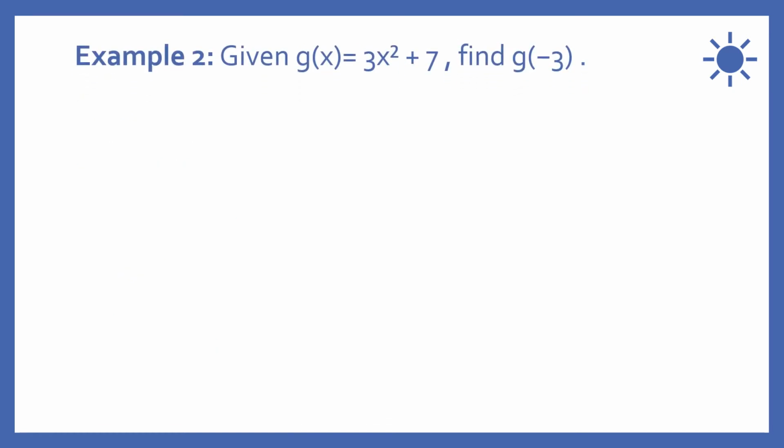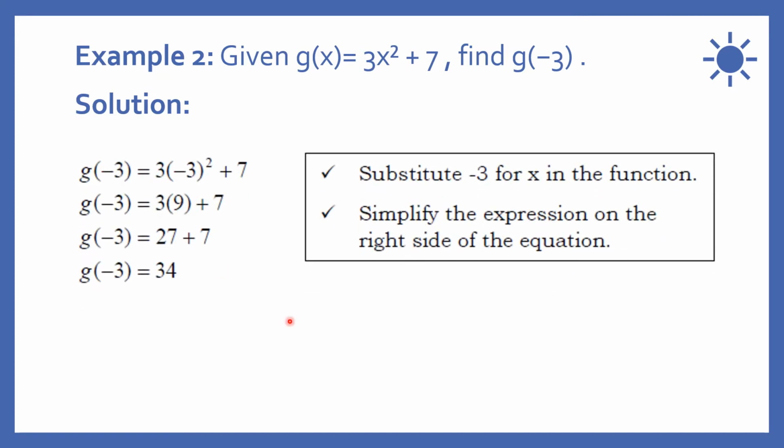Okay, next example number 2. Given g of x equals 3x squared plus 7, find g of negative 3. So, ang value ng x natin this time ay negative 3. So, same procedure lang po tayo. Substitute negative 3 for x in the function. Ito po yung x natin. So, yung x na yan papalitan natin ng negative 3. And then, simplify the expression on the right side of the equation. Ito yung right side. So, ito yung si-simplify natin.